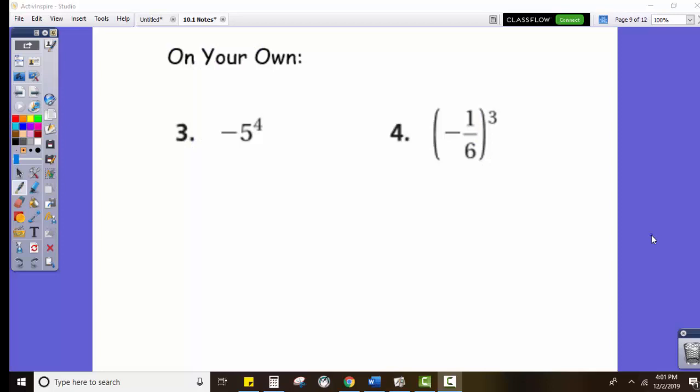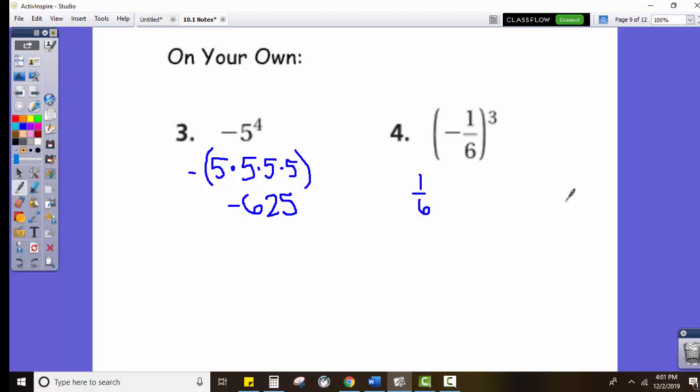Okay, for checking your work for number 3, I have negative 5 to the 4th. So remember, the negative is not in parentheses there, so you're going to multiply 5. You should have multiplied 5 by itself 4 times. Okay, positive 5, and that is 625. And then the negative is out front, so you just throw the negative on at the end because it's not in parentheses with the 5.